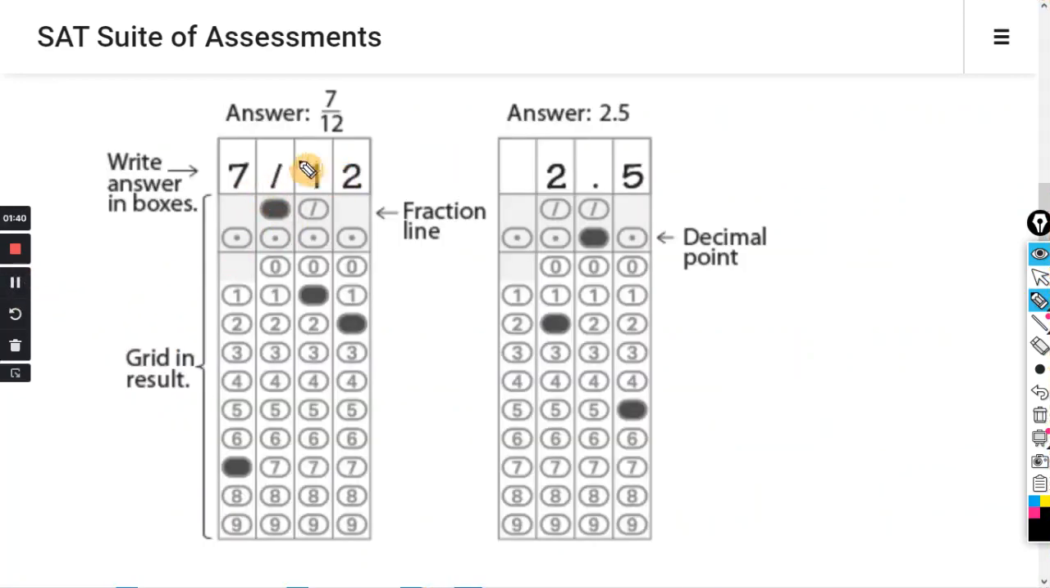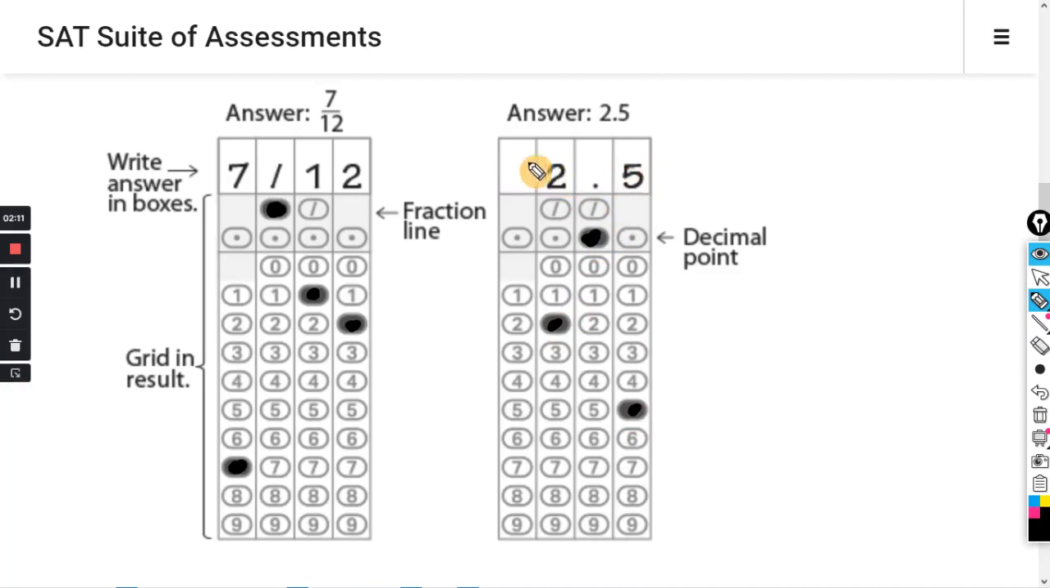So here they show you how to write 7/12. Okay, like I said, you can write whatever you want on the top. It matters what you put down here. So if you want to make 7/12, you go to the 7, you fill that in. The slash for the fraction, and you fill in the 1 and you fill in the 2. Okay, and same with decimals. If it's 2.5, you fill in the 2, you fill in the point or the decimal, and you fill in the 5.